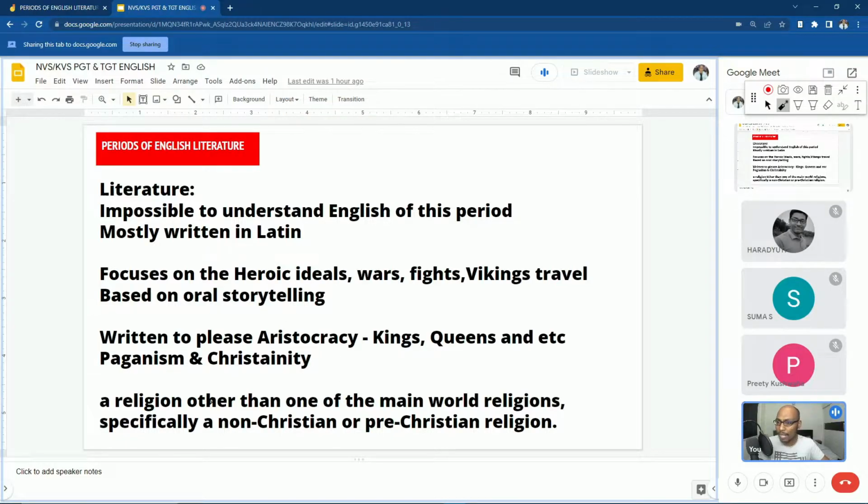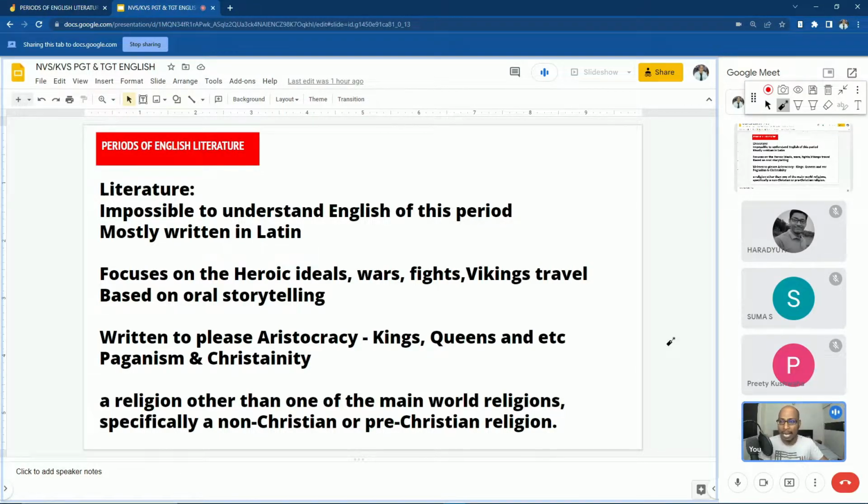And those works were very much connected to paganism and Christianity. The religious books mostly glorify religious beliefs, the kings and queens, conquests and the beauty of the king, but almost all those books were very difficult to understand and read. Mostly they were written to please the aristocracy. So what is paganism? A religion other than the main world religions, specifically a non-Christian or pre-Christian religion. So other religions which do not believe in Christianity may be considered paganism.